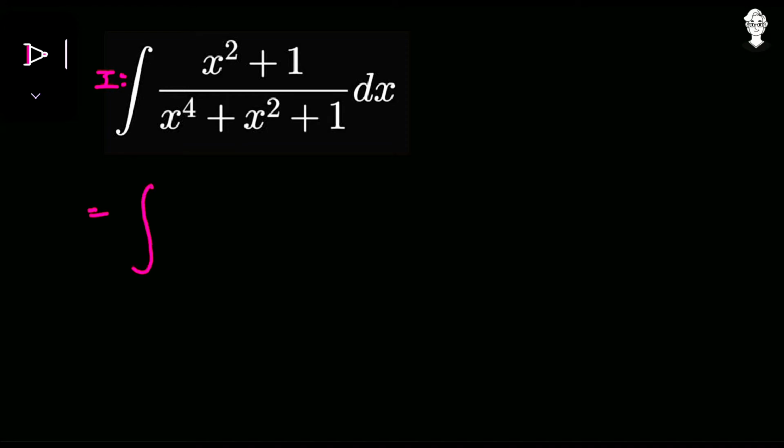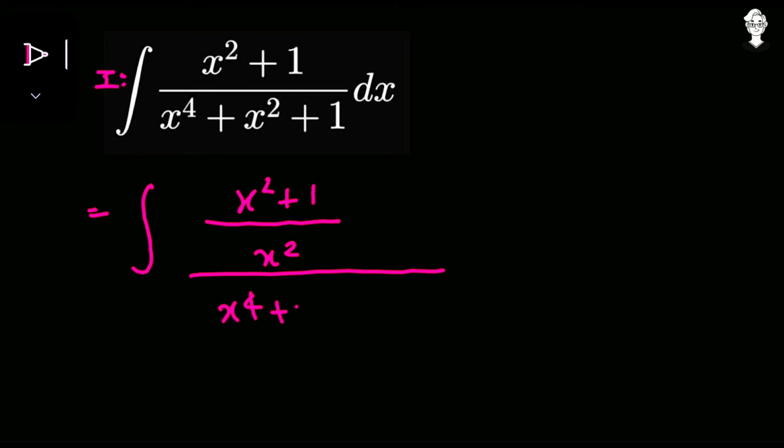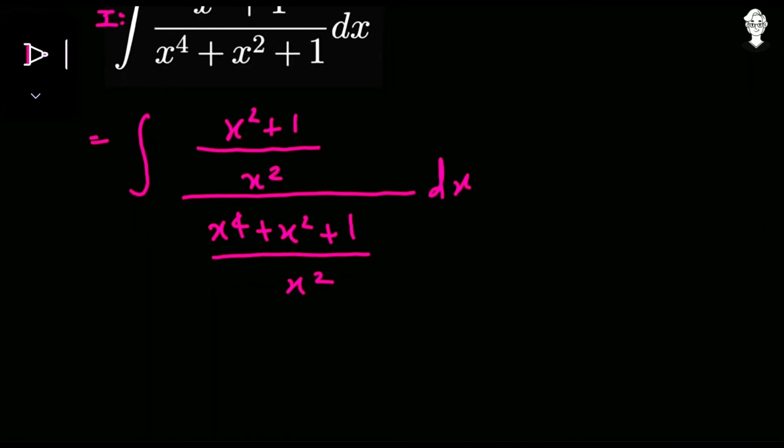Now the first step while solving this type of integration is that we will divide the numerator and denominator by x square. So x square plus 1, which is already present in the numerator, as it is, is divided by x square. Now the denominator, x to the power 4 plus x square plus 1, is also divided by x square, and dx. This is what we mean by dividing the numerator and denominator by x square.